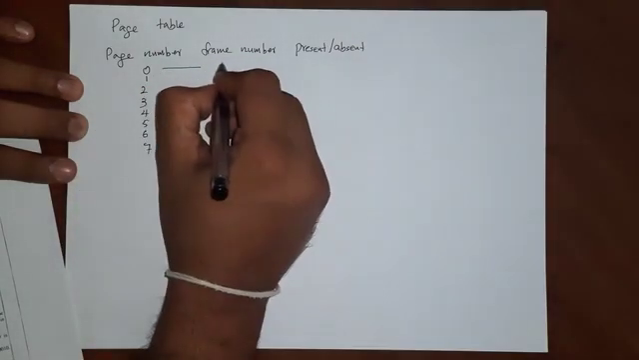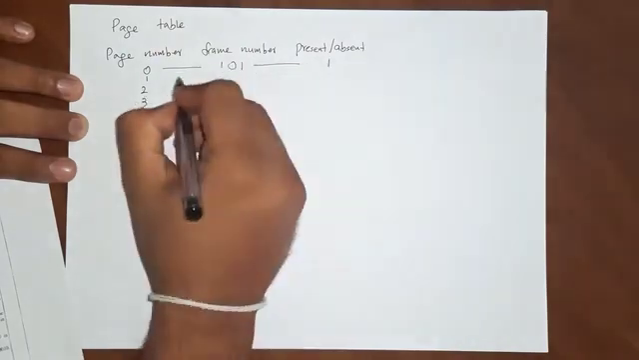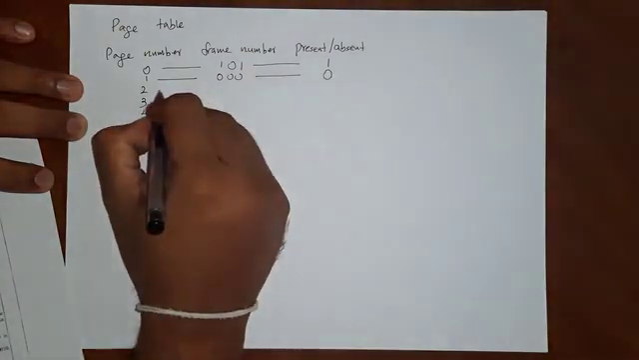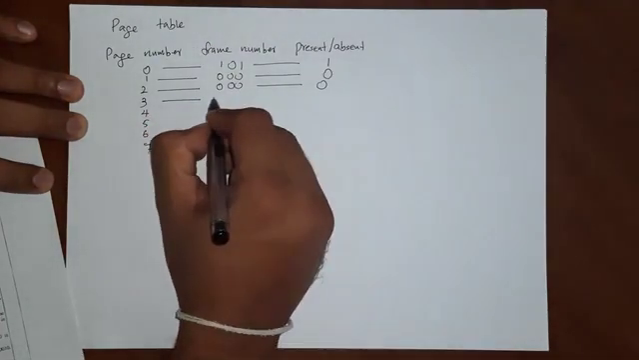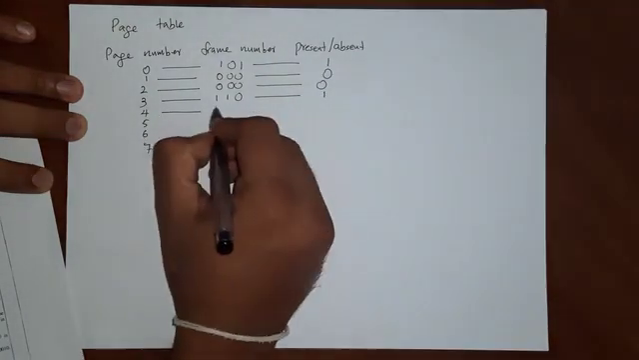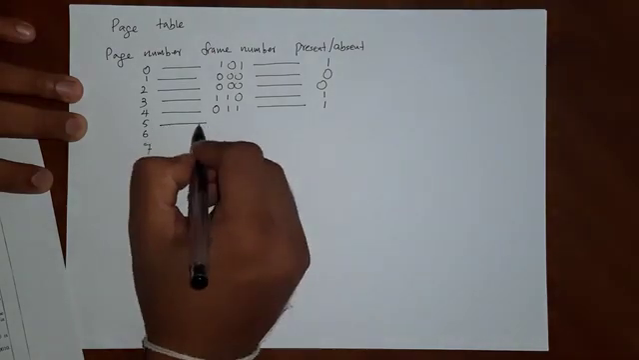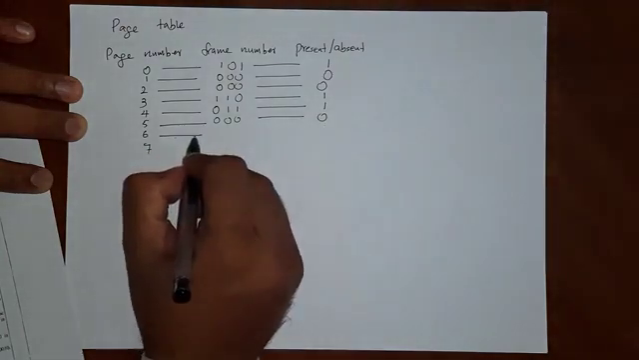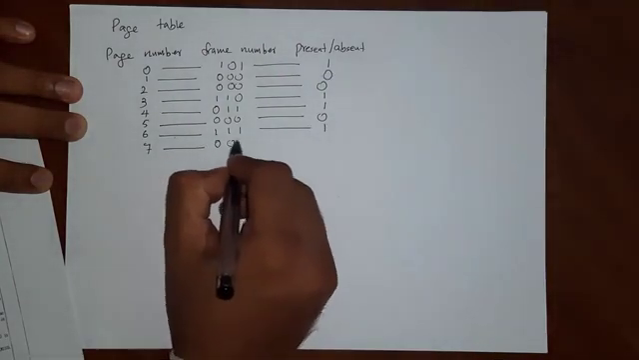The frame number here relates to 101. The 0th page is in frame 101, present. 000 is not present, 0. 110 is present, 1. 011 is present, 1. 000, the sixth one, is not present. 111 is present, 1, the seventh one. 000 is 0.